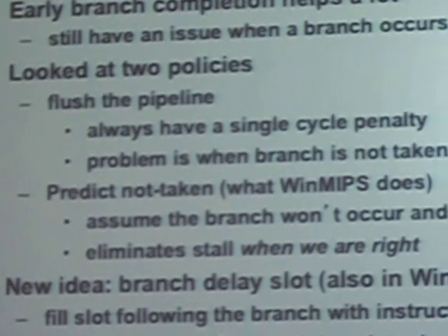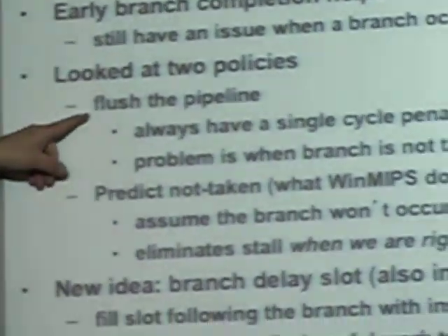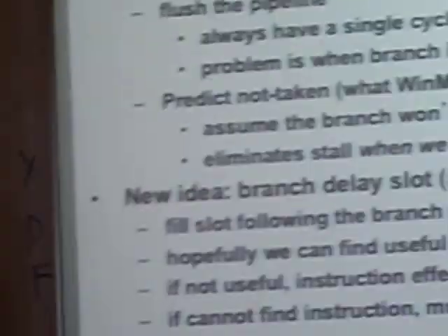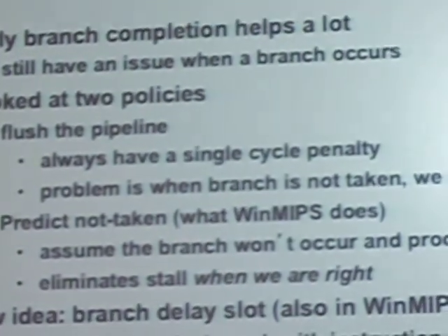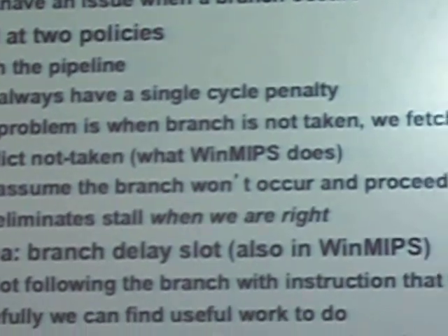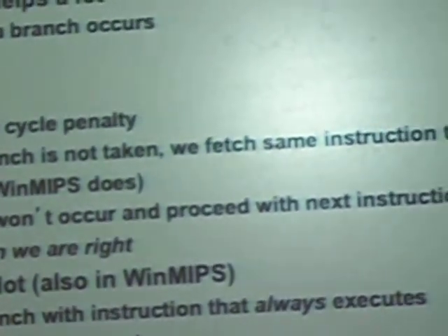Now, incidentally, back up a minute. We did look at 2 policies. The first policy was flush. And for our early branch completion hardware, flush always had a 1 cycle delay, no matter what. I'm sorry, Dr. Morse. Right?